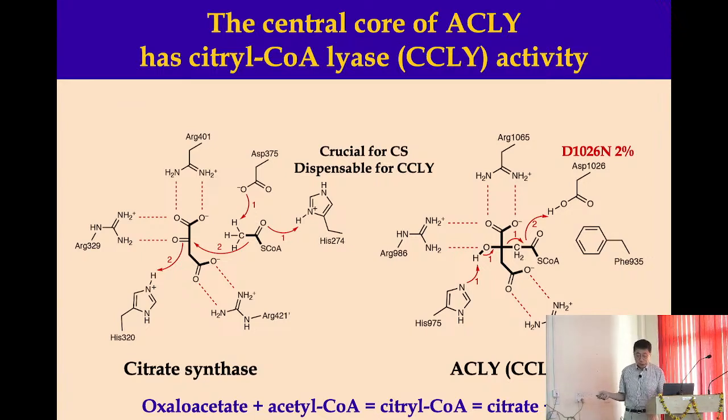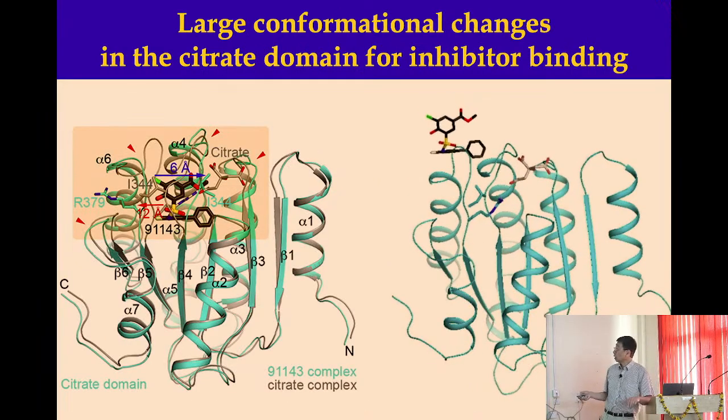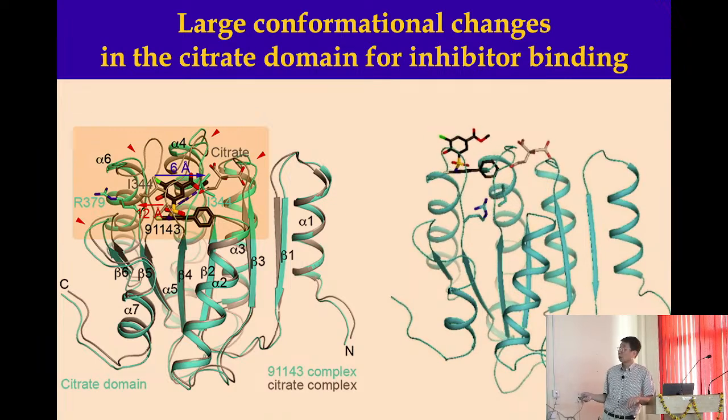And then when we mutate this histidine to alanine, we lost 4-fold activity. So I think the overall idea is the same. So this central region is a CCLY that catalyzes the last step of the conversion from citrate to acetyl-CoA. So last bit, how does the compound work?